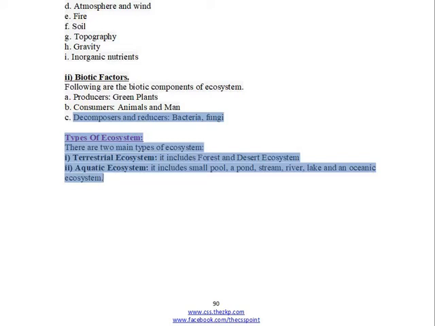Types of ecosystem. There are two main types of ecosystem. 1. Terrestrial ecosystem, it includes forest and desert ecosystem. 2. Aquatic ecosystem, it includes small pool, a pond, stream, river, lake, and an oceanic ecosystem.